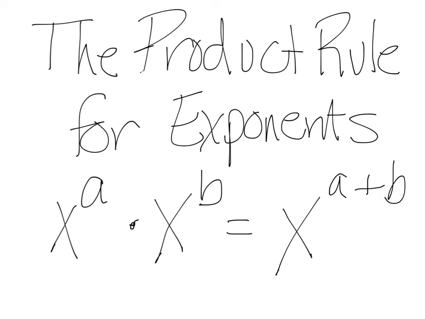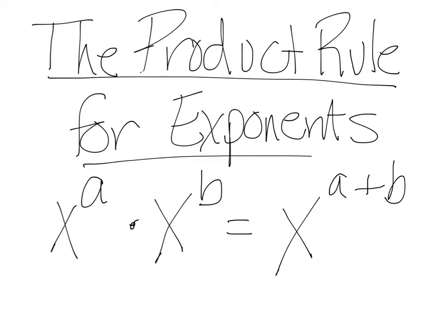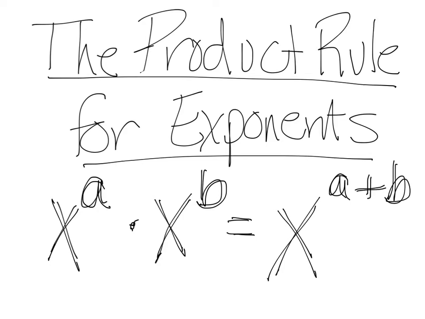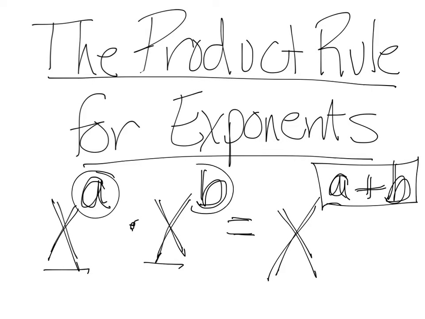Well, we're talking about the product rule for exponents, all right? The product rule for exponents. And what the product rule tells us is, if we take x to the a power times x to the b power, the answer we get will be x to the a plus b power. It says that if you're multiplying like bases, you can add the exponents together. Right? That's what the product rule says.